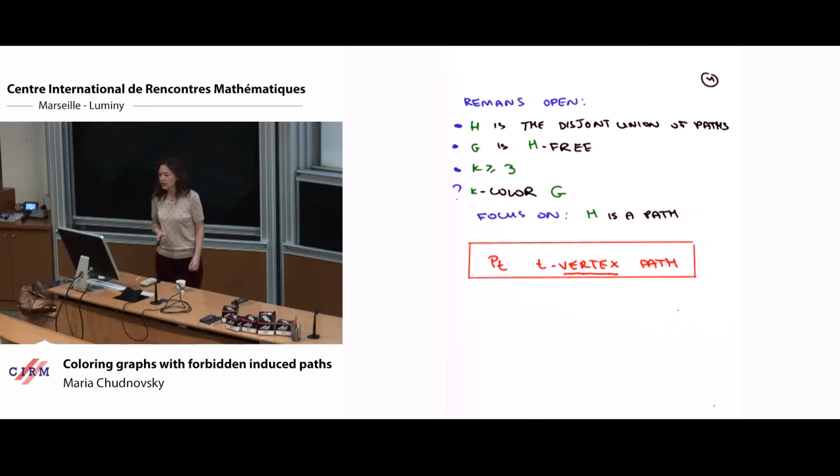Just for notation, in this talk, P_t is going to be a t-vertex path, right? With cycles, it's clear what C_t is. But P_t sometimes has t edges and sometimes has t vertices, depending on whom you talk to or sometimes when you talk to them. So today, P_t is a t-vertex path.